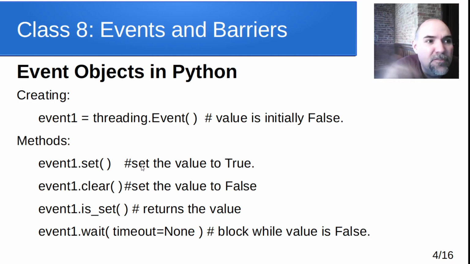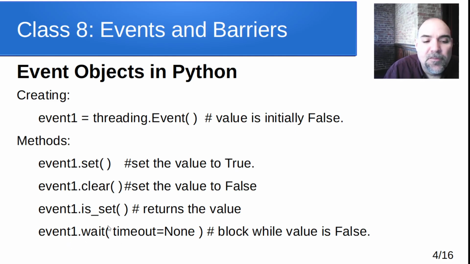And those are the only two values you're allowed to have for an event, either set or clear. Now you can call isSet, and it'll return the value. So if you call isSet and it's set, you'll get true. If you call isSet and it's not set or it's cleared, you'll get false. So it's essentially just returning the value of that event.